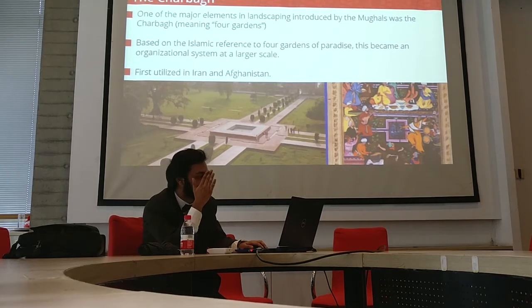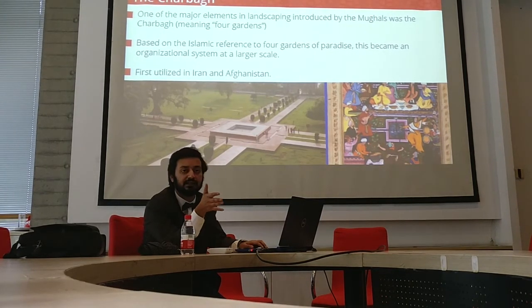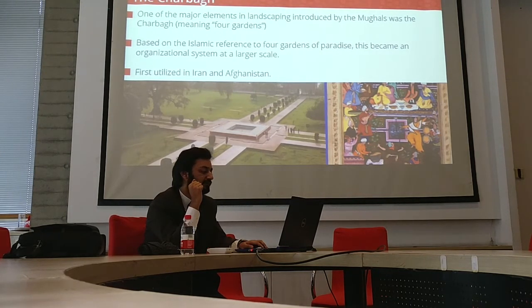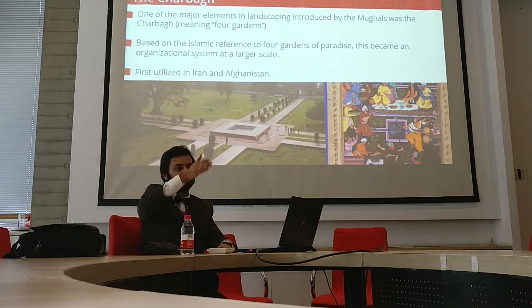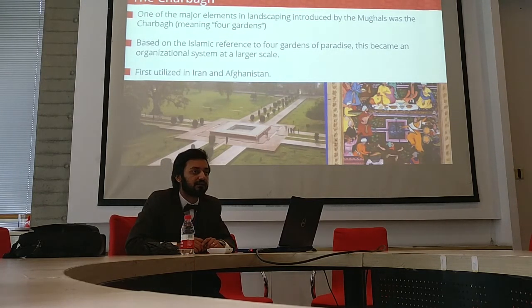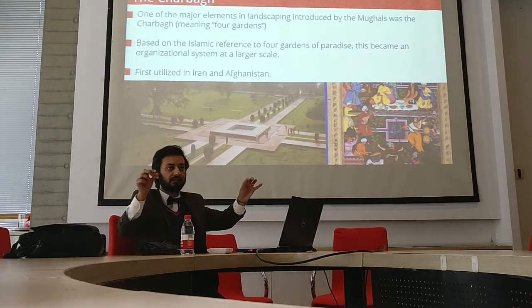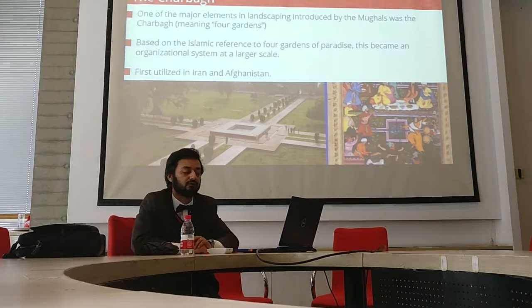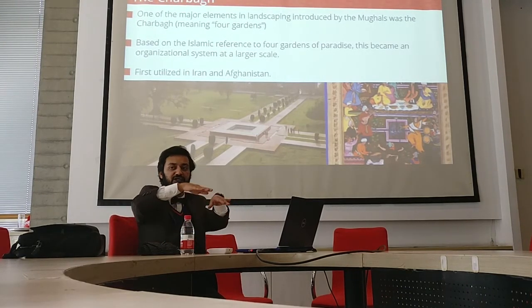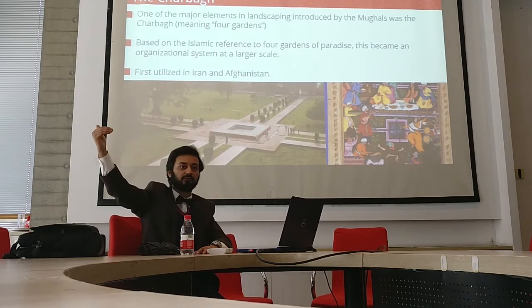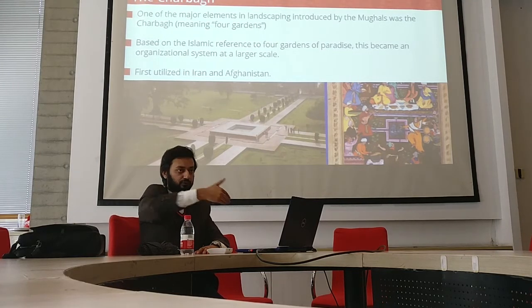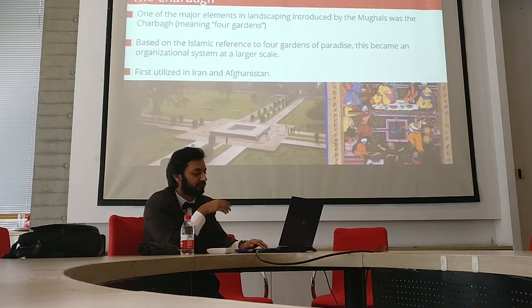So this literal meaning of four gardens was translated into landscape design by Mughal designers. What they did was they had this two-axis system dividing any landscape design into four equal parts, having a water body in the center and then having water channels run through the four gardens. And they would change the heights so that you would have water flowing under the force of gravity from one point to the other. This was being practiced in Iran and Afghanistan at the time, and the Mughals brought it to Pakistan.